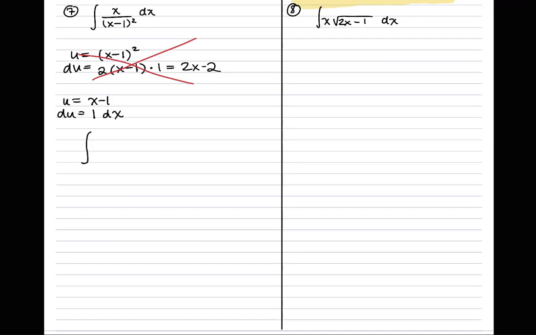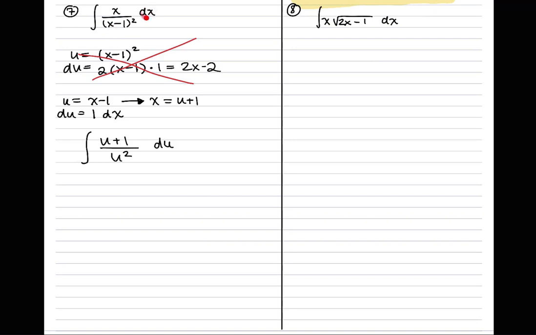So when I rewrite it, I notice that x will equal u plus 1. If we look at what u equals, x has to equal u plus 1. So that numerator is going to become u plus 1. The denominator is going to become u squared. Then we have the du there. Okay, so look at how we rewrote that. Just once again, here is my u.